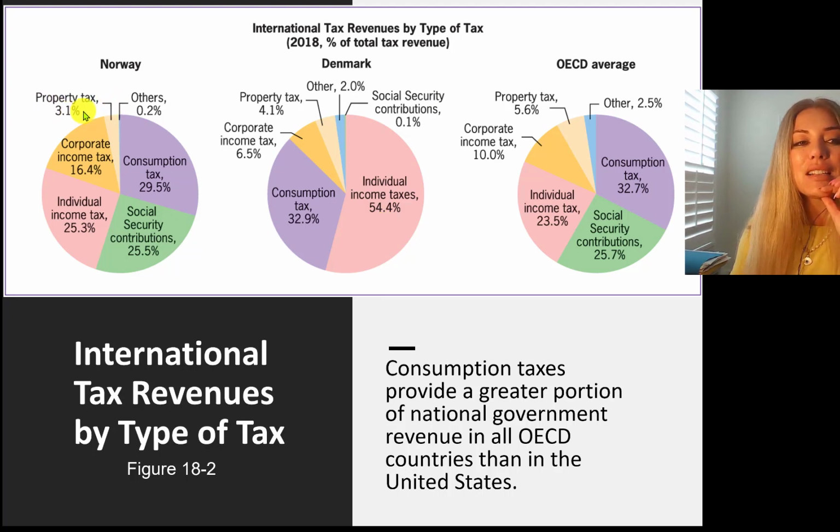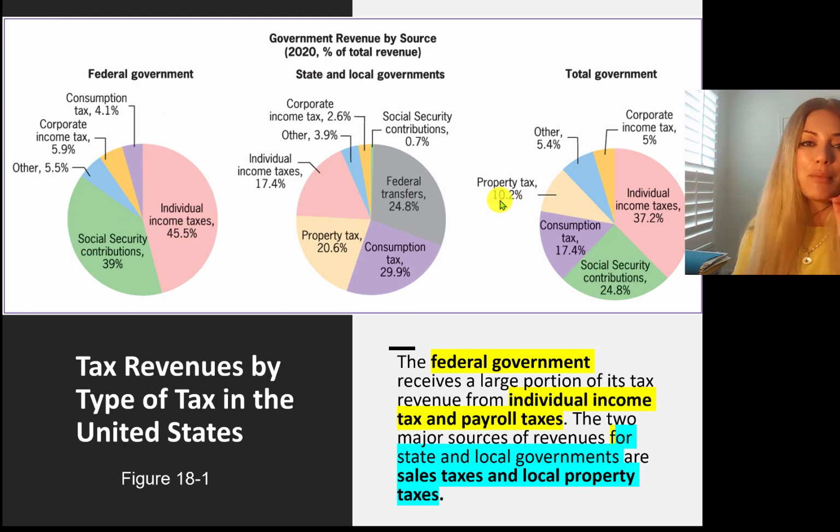Take a look at property tax. In Norway, it's 3.1% of total tax revenue. Here, 4.1%. OECD average, 5.6%. In the US, it's about 10%.